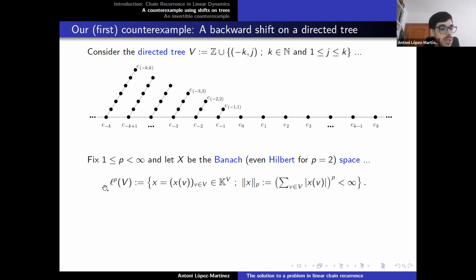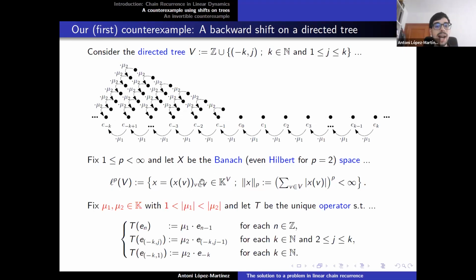Okay, and then you can consider any of the Banach spaces ℓ^p. In fact, Hilbert for p equals 2. The same thing happens for c_0. There is no problem with c_0, but I didn't have enough space to include all the things. So you consider this Banach space or Hilbert space, and now you consider a shift on this tree, okay, which simply moves the values to the left in the Z level, multiplying by μ1, and then in these extra branches you multiply by μ2, okay? You have to take that the modulus of μ2 is greater than μ1, and that's all. This is going to be our counterexample, okay?